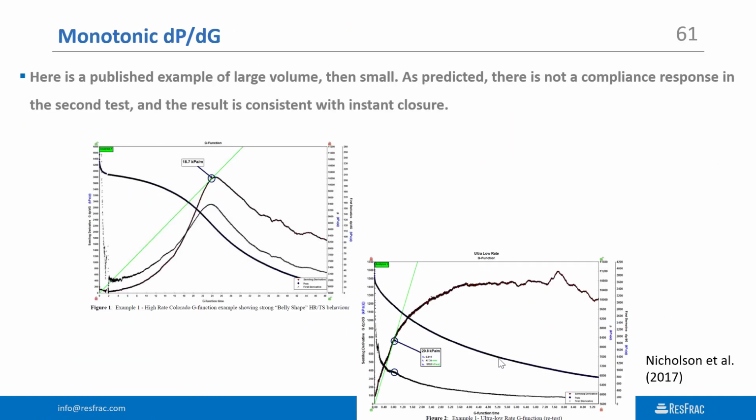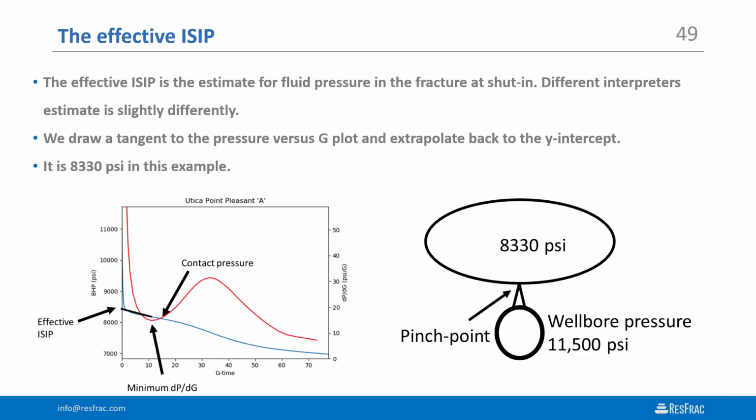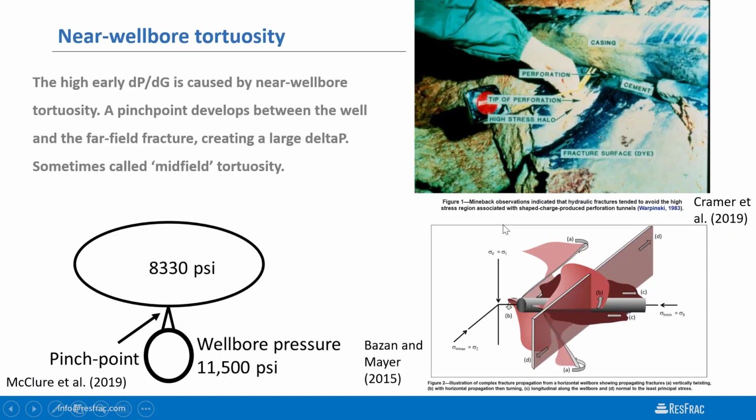But for now, I'm going to talk about this main path, the most common thing, which is this S-shaped dP/dG. So here it is. I'm going to talk through every wiggle and what causes those wiggles. The first one is near-wellbore tortuosity. So you're in a horizontal well, and you're probably trying to initiate out of perfs, maybe open hole, but these days typically perfs, and that creates a pinch point.